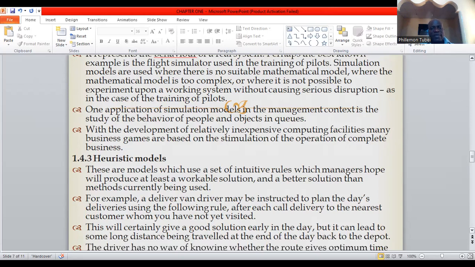So, with the development of relatively inexpensive computing facilities, many business games are based on the simulation of the operation of a complete business.